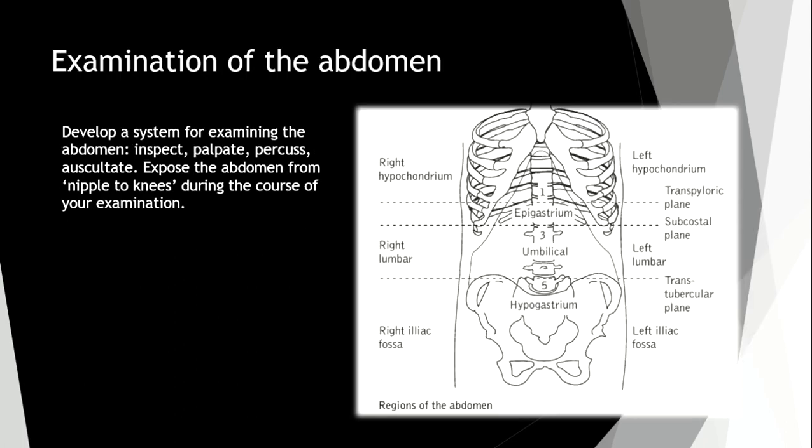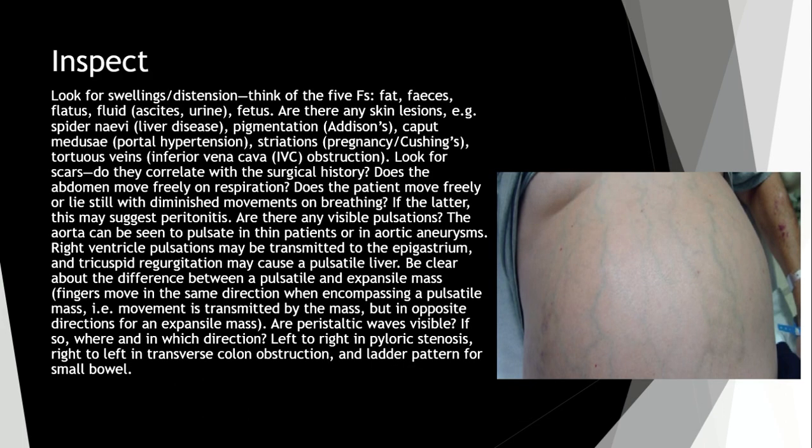Examination of the abdomen. Develop a system for examining the abdomen. Inspect, palpate, percuss, auscultate. Expose the abdomen from nipples to knees during the course of your examination. Inspect. Look for swelling, distension. Think of the 5 F's: fat, feces, fetus, fluid, flatus.